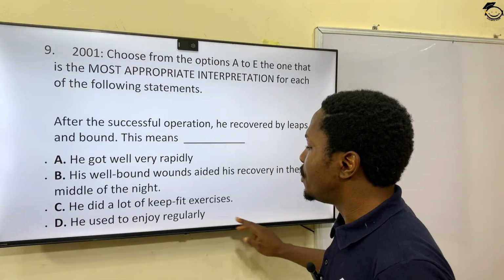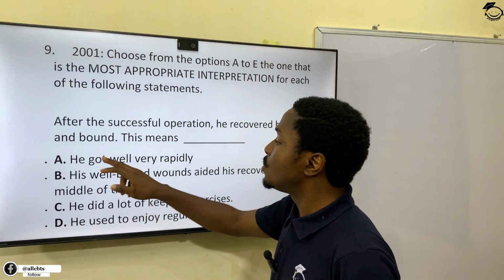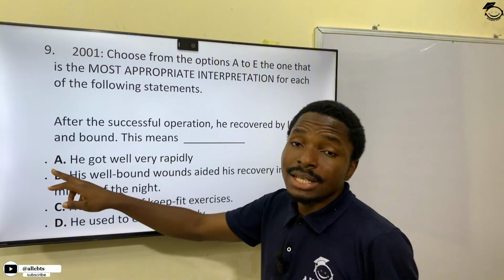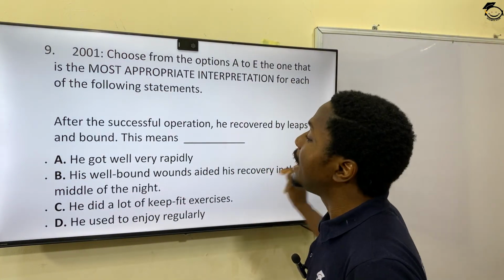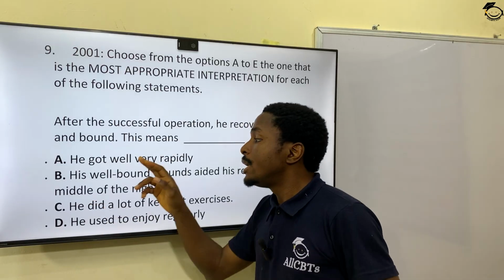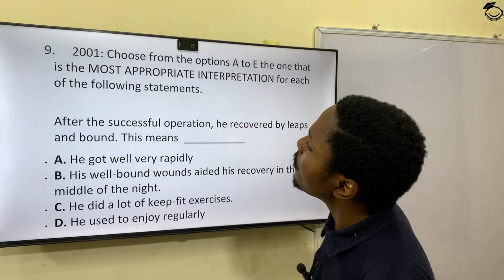So you can eliminate this. He used to enjoy regularly. He did a lot of keep fit exercises is not the answer. So you are between A and B. But the correct answer is option A. He recovered by leaps and bounds simply means he got well very quickly, very rapidly. Question 10.